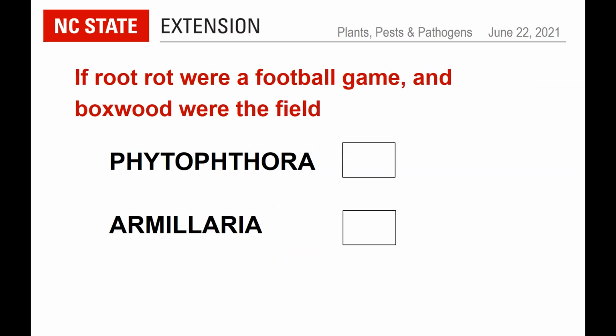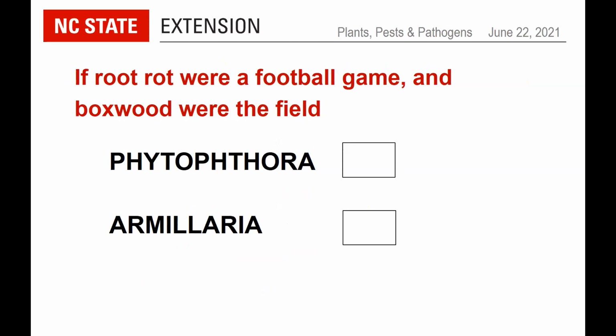Now, those of you who've been regulars on Plants, Pests, and Pathogens know that I almost talk about Phytophthora and Armillaria in the same breath. And when we were talking about things like leylands and arborvitaes, you've really got to consider both of those as potential problems. But with boxwood, it's much more unbalanced.